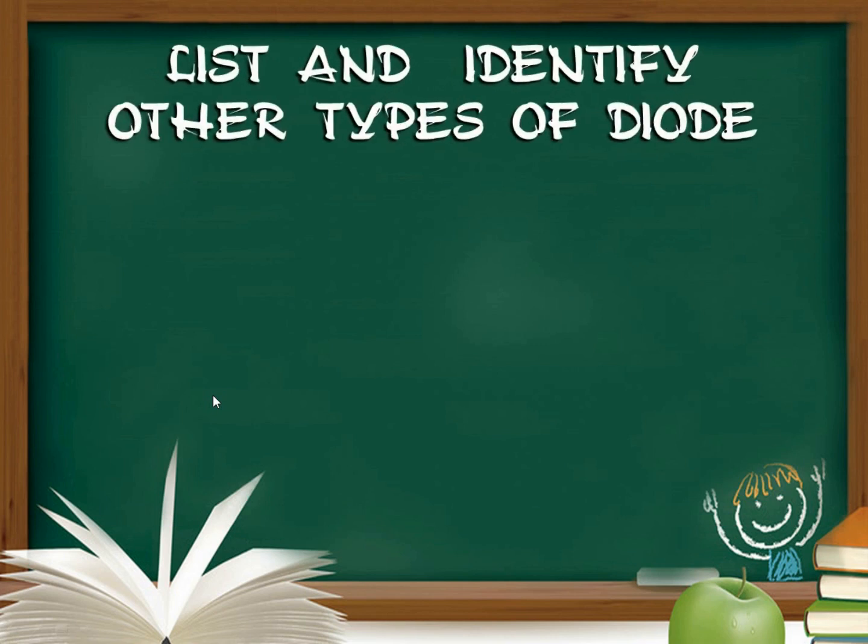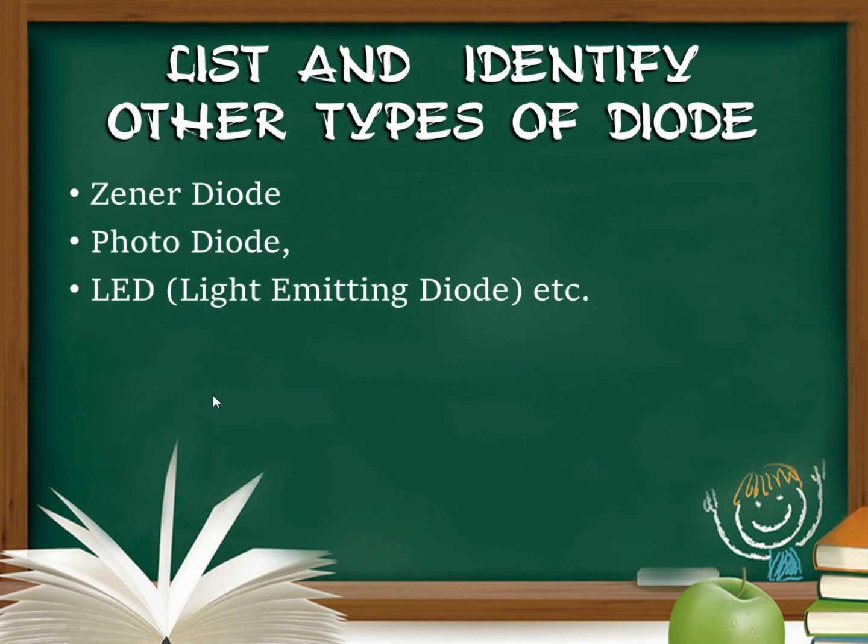So, list the types of diode. We have different types of diode, among which we are going to mention are the Zener diode, photodiode, and LED, which is light emitting diode. So we are just going to talk about these three types of diodes.